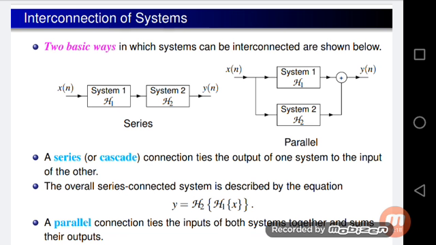A series or cascade connection ties the output of one system to the input of the other. The overall series connected system is described by the equation y equals H2 of H1 of x.